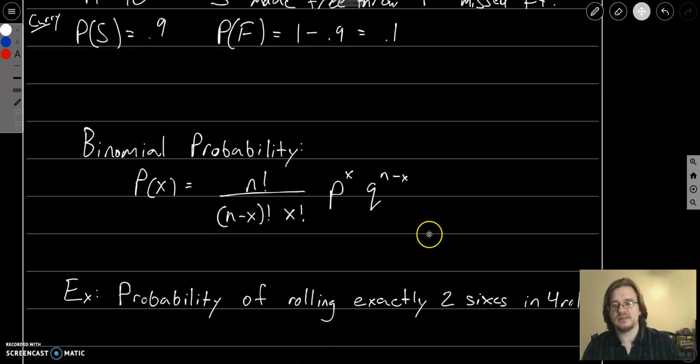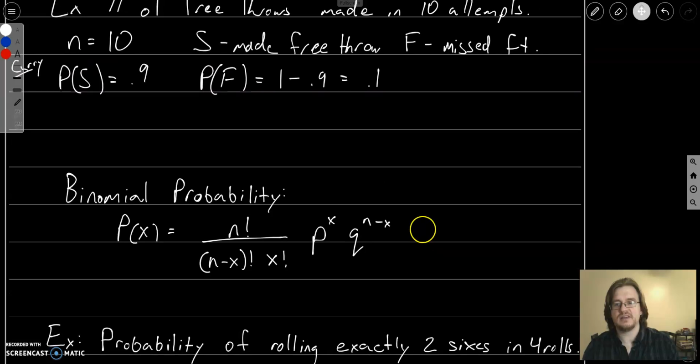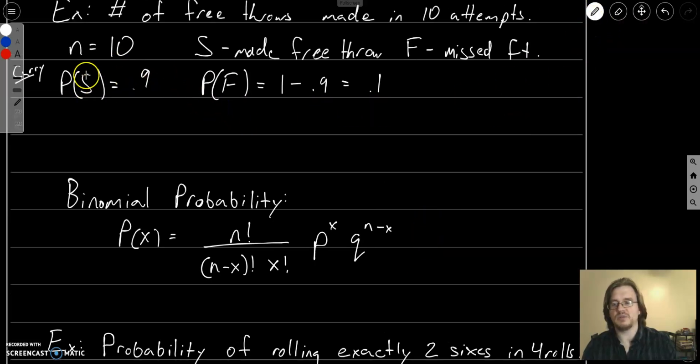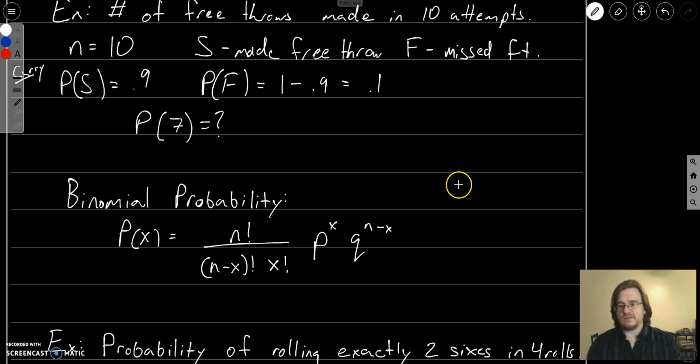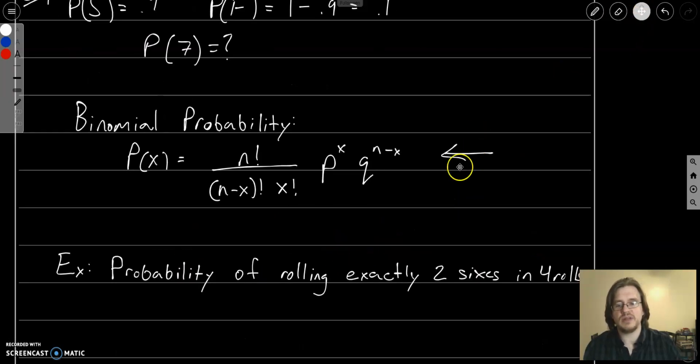So you can ask, how do we actually calculate probability? So if we know that the probability of one success is going to be 90%, as in 0.9, you could ask, well, what's the probability that Steph Curry makes exactly 7 free throws? It turns out that we've got a formula, and this is the formula. It is big, it is messy, but it is not too hard to remember, and I'll go through the individual parts of this. So let's apply this formula first.